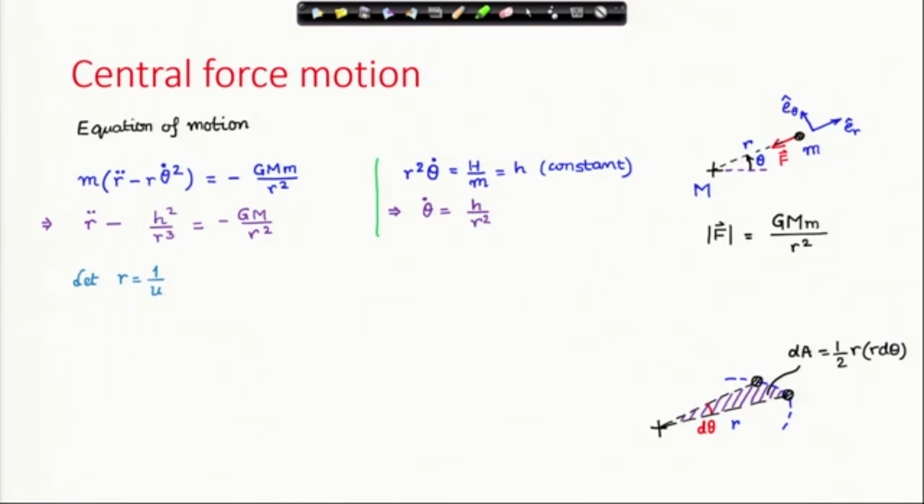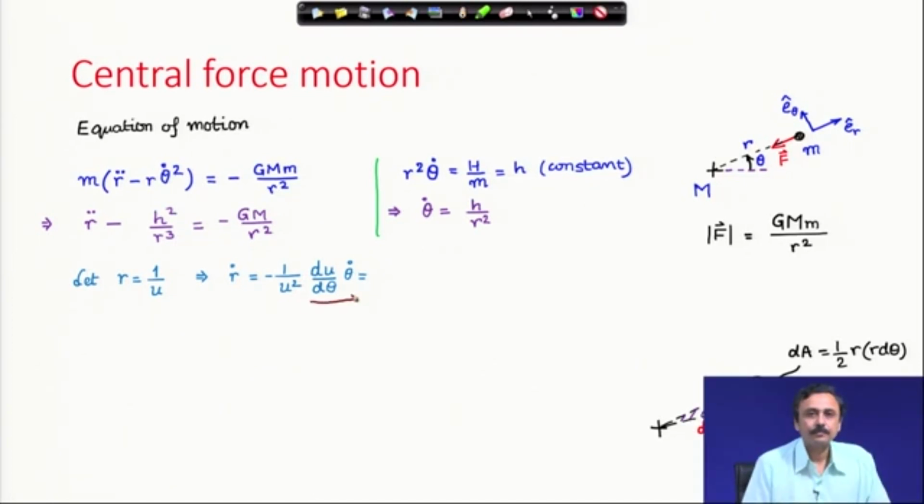Define r as 1 over u, u is a new variable I am using. So, r is a function of time, so u will obviously be a function of time. Then r dot is minus 1 by u square du dt, which I write as du d theta times d theta dt. This is an important step. du dt I write as du d theta times d theta dt.